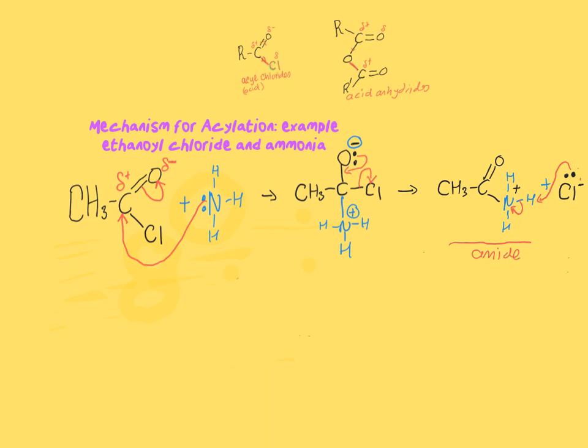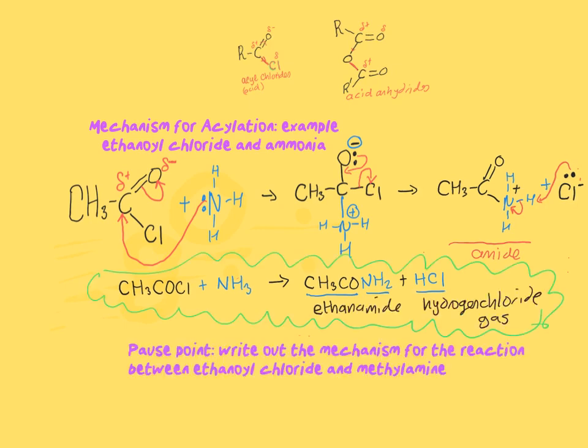Let's look at the equation for that reaction. The resulting product is an amide. In this case, the product is called ethanamide, and fumes of hydrogen chloride gas come off. Pause point. Write out the mechanism for the reaction between ethanoyl chloride and methylamine.